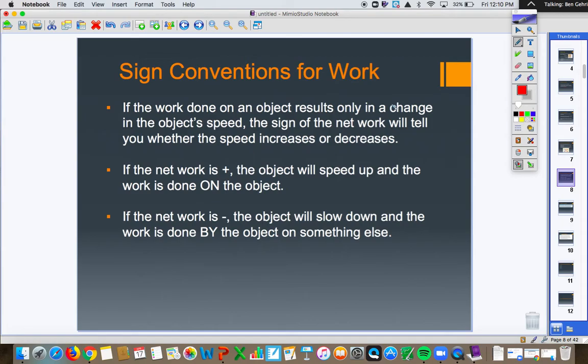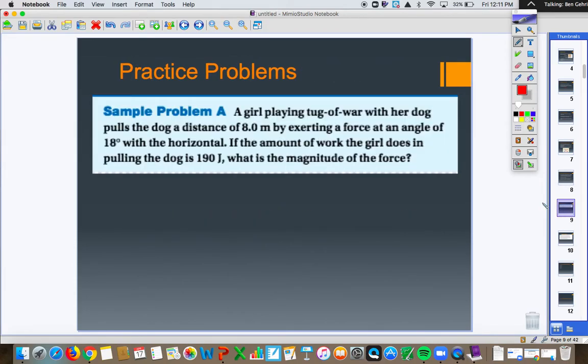If the work done on an object results only in a change in the speed, the sign will tell you whether the speed increases or decreases. So if you do the equation correctly, your sign will tell you that. If the net work is positive, the object will speed up and the work is done on the object. If the work is negative, the object will slow down and the work is done by the object on something else. So when we talk about it having work done on it or doing work on something, that's what we're talking about there. All right, let's do a practice question.